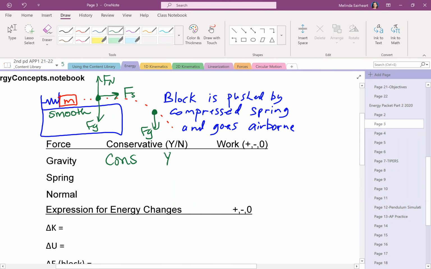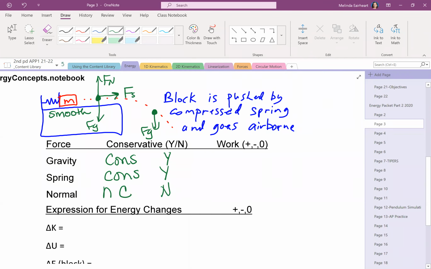Conservative, or you can answer yes. The spring has an associated potential energy, and so it is considered conservative. I know that I said it's applied, but that's why it's a little special to use F_s, right? What about normal force? No, non-conservative. Who's doing work? Is gravity doing work?